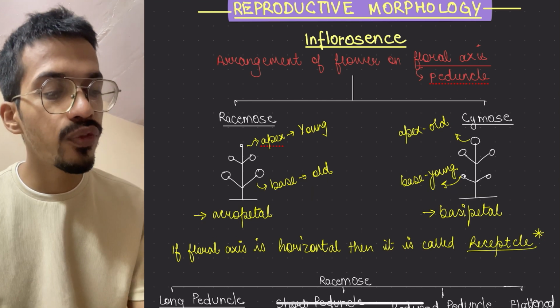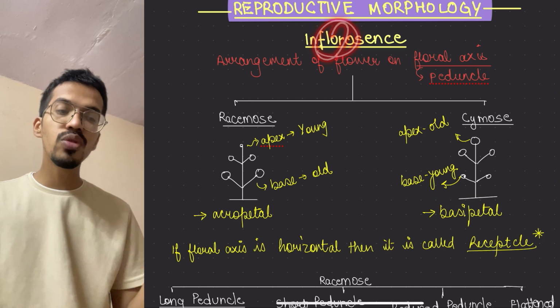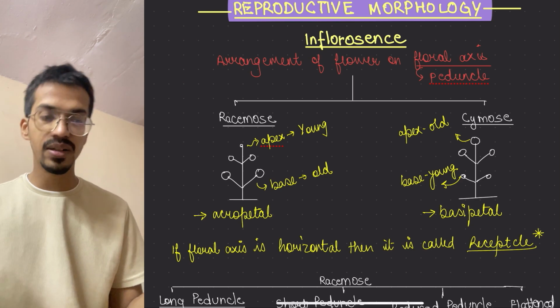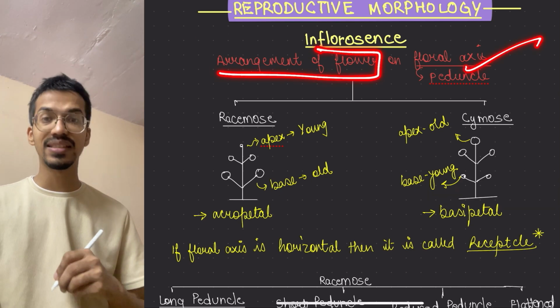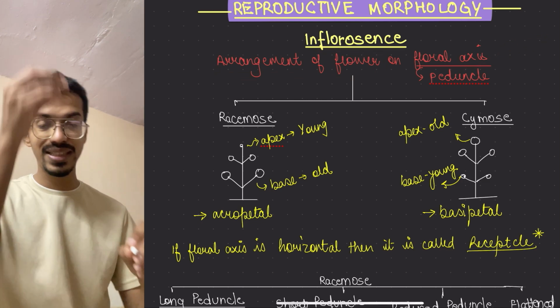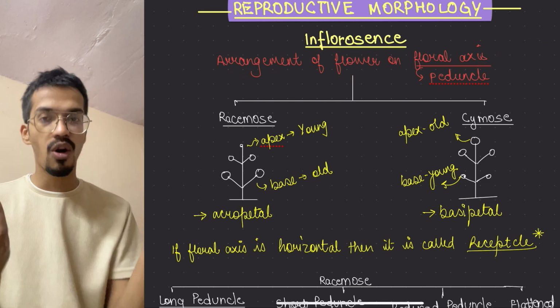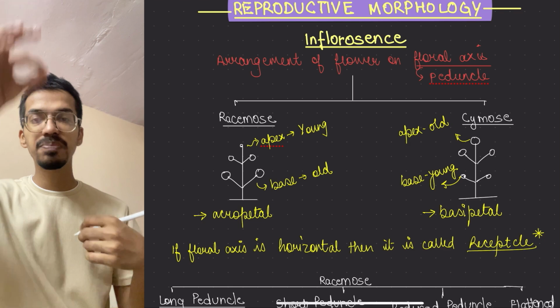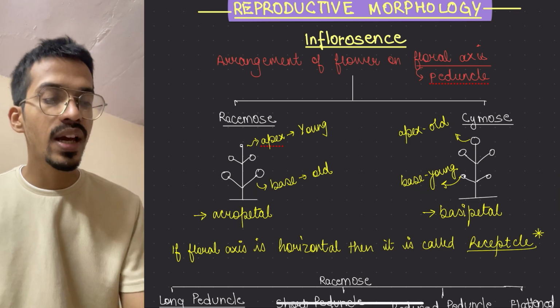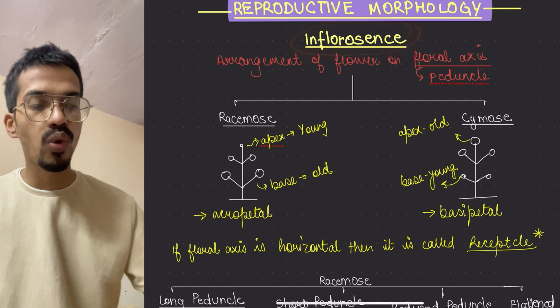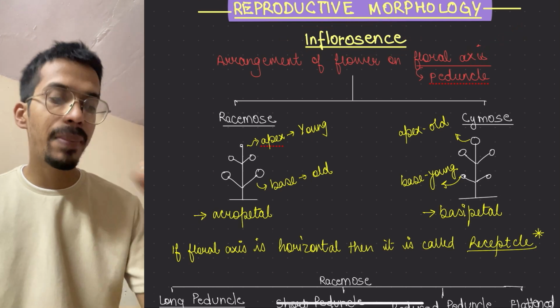Now here the word floro is coming. Floro means something flower. So inflorescence is the arrangement of flowers on the floral axis. Floral axis means the stem on which the flower will form, right? So how the flowers are present on that stem, the flower arrangement, is called inflorescence. This floral axis is also called the peduncle.